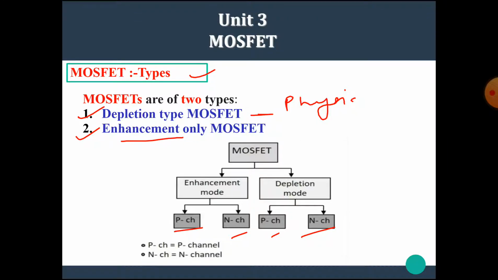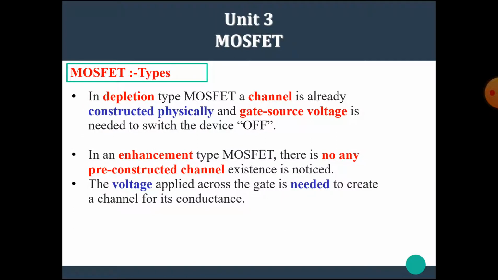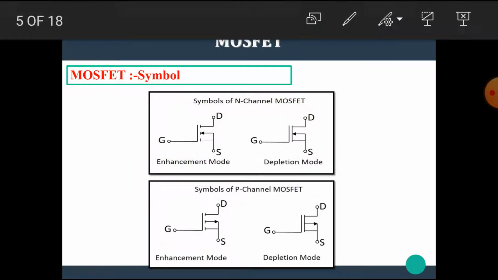Now, these are the symbols of the MOSFET. This is the symbol of the N channel MOSFET, in which this is the symbol of enhancement type and this is the symbol of depletion type. Here the arrow determines the type of the symbol. That means if the arrow is inward, towards the gate, then it is the N channel type, and if the arrow goes away from the gate, then it is the symbol of P channel.